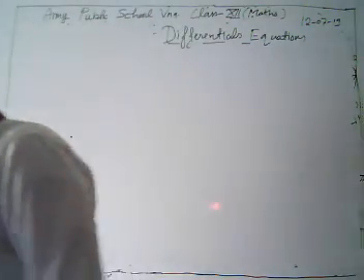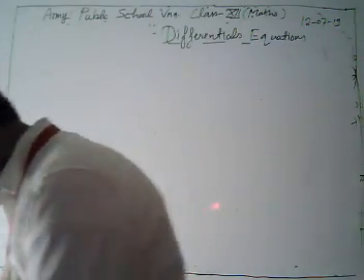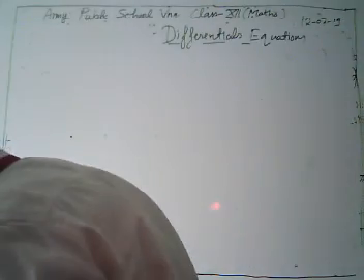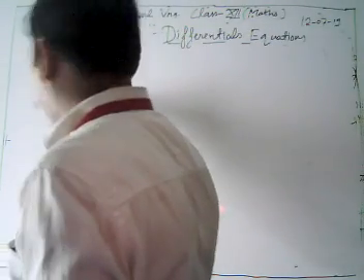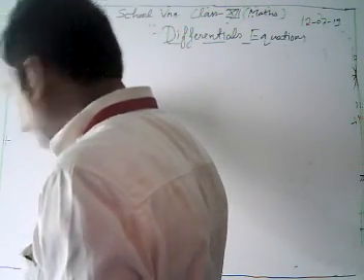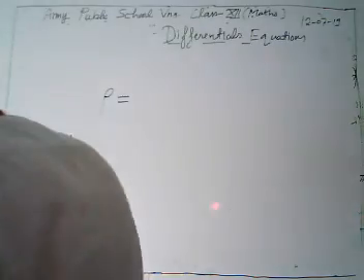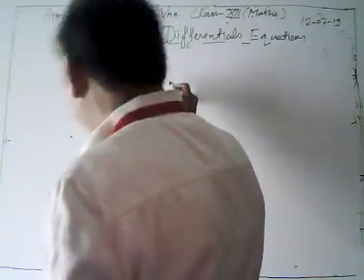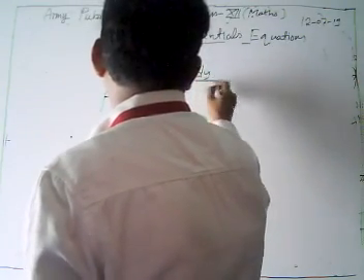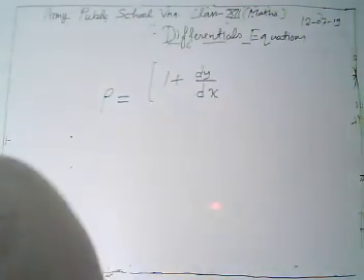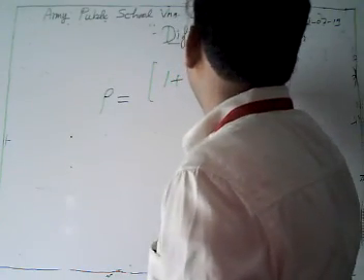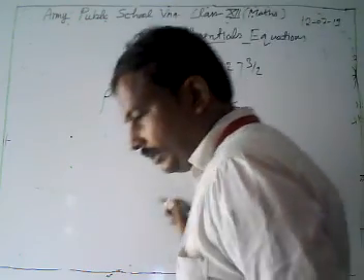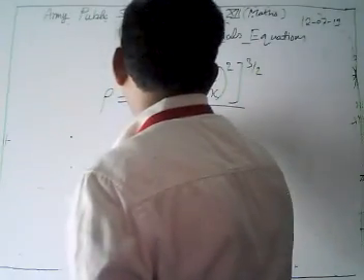Now look, find the order and degree of the differential equation. It's given by an equation: rho is equal to (1 plus (dy/dx) squared) to the power 3 by 2, divided by d2y/dx2.